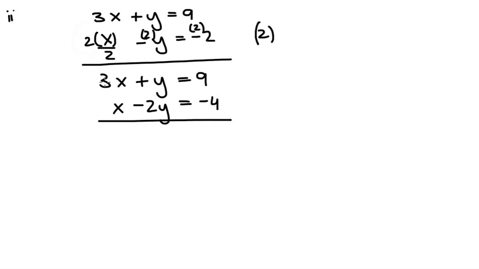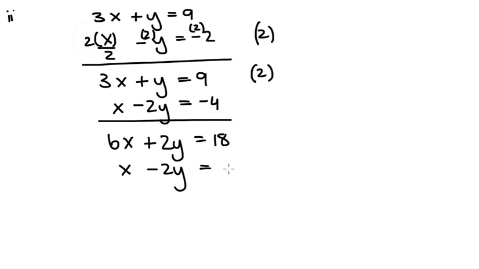Now I'm going to multiply the top line by 2. That way I can eliminate the y variable. 2 multiplied by 3x gives me 6x. Multiply 2 by y, we get 2y, and we have 18. And then the bottom line is staying the same. So now we can eliminate our y's, because plus 2y minus 2y gives us 0. 6x plus x gives me 7x. So 7x equals 14. x is equal to 2.